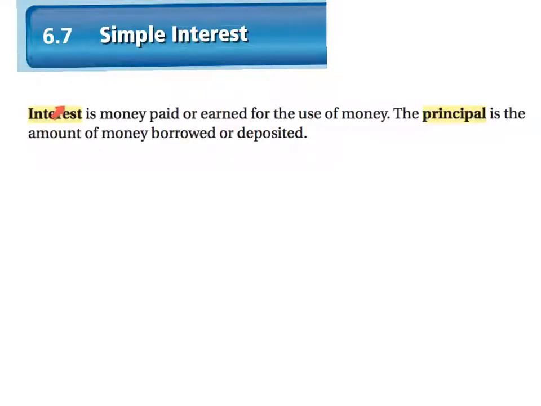First off, interest. Interest is the amount of money that you paid or that you earned for the use of money. So for example, if you would go to the bank and deposit money into a savings account, since it's your money, you're going to get the interest. But if you borrowed money, let's say, to purchase a car, it's not your money that you're borrowing. You're borrowing the bank's money. So therefore, it's not your money to begin with. Therefore, you're going to pay interest. Now, the principal is the amount of money borrowed or deposited.